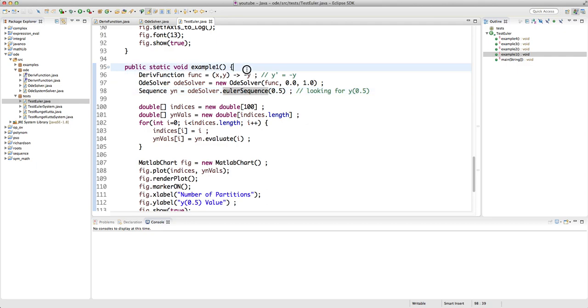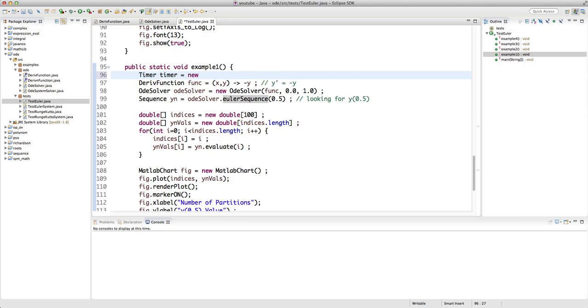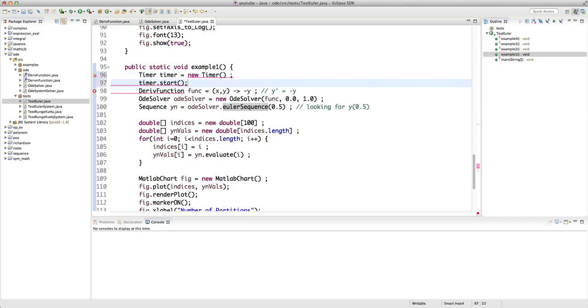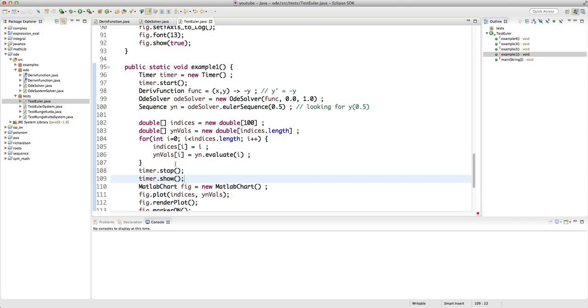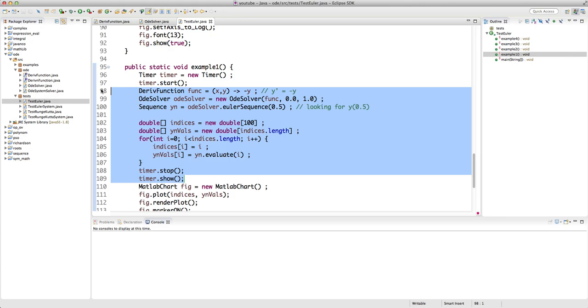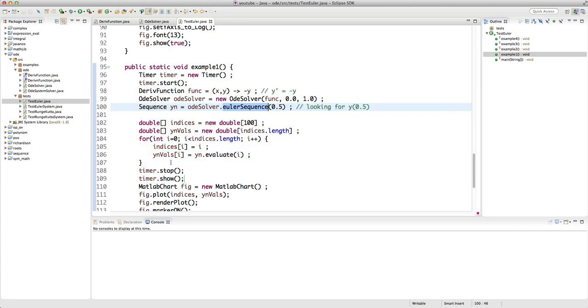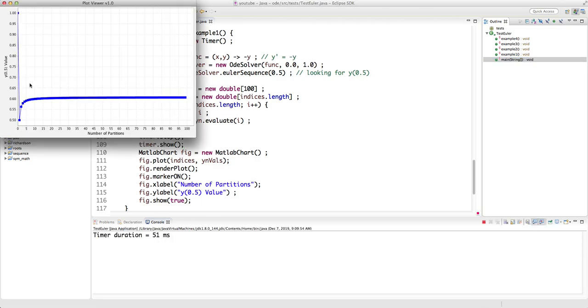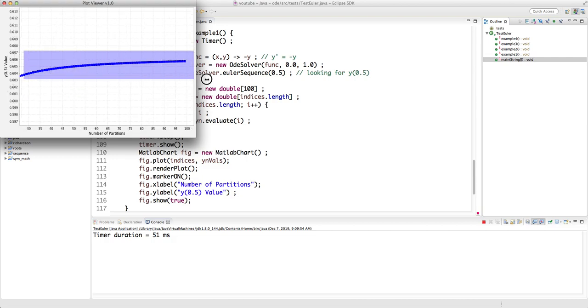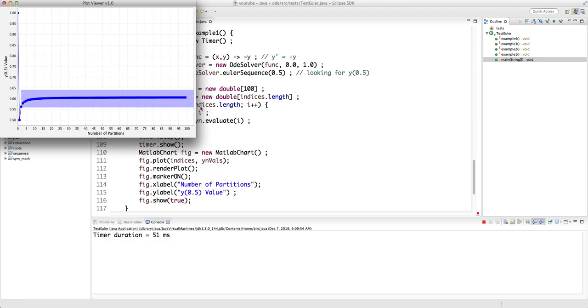So let's do this. Let's create a timer, new timer dot start, and after finding all the values, timer dot stop and timer dot show. This just looks at how long it takes to create the Euler sequence and then evaluate the sequence. So I'm going to run example 1. 51 milliseconds, okay? And as you can see, we have a very painfully slow convergence to the exact value. But it should converge. We definitely see the convergence.